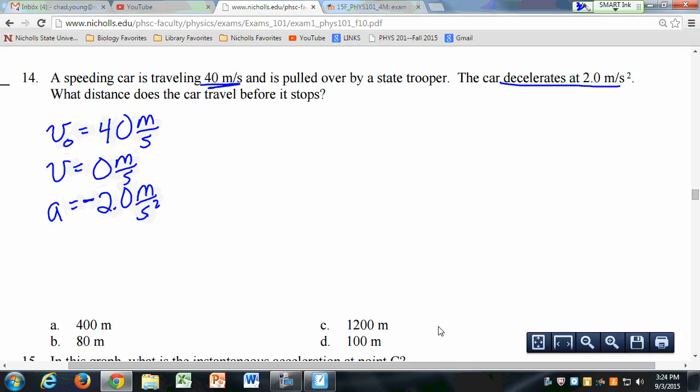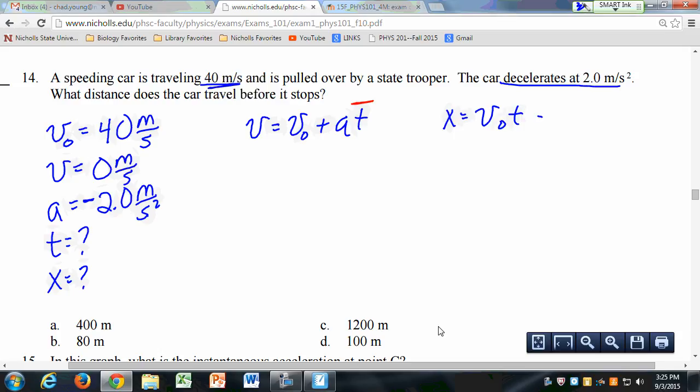I don't know what t is, and I don't know what the distance is, so I need to solve for the distance. So this is a two-step problem. I have v equals v naught plus at. Notice I have some unknowns here. I don't know what t is. And then my other equation is x equals v naught t plus 1/2 at squared.